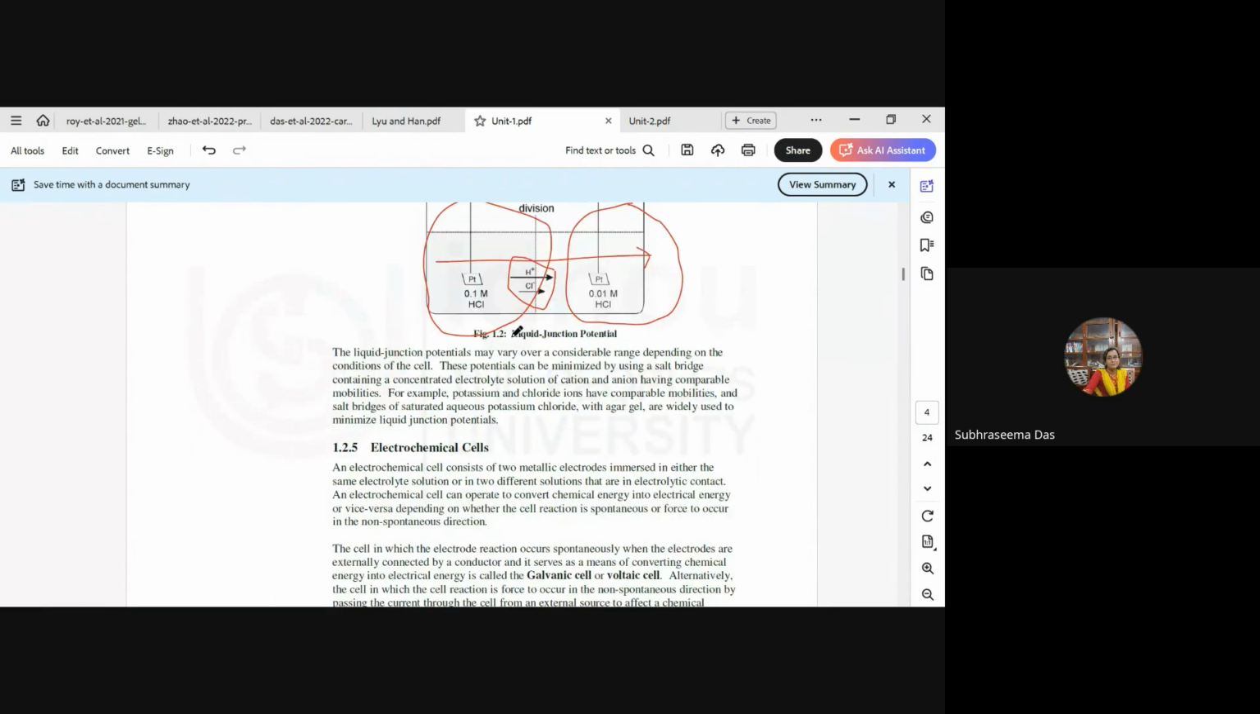The liquid junction potentials may vary over a considerable range depending upon the conditions of the cells. Now these potentials can be minimized by using a salt bridge. To minimize these liquid junction potentials, we use salt bridges. For example, potassium and chloride ions have comparable mobilities. So a salt bridge of aqueous potassium chloride with agar gel is used mostly to minimize liquid junction potential. So this is how a liquid junction potential arises, and by the use of salt bridges we can minimize the liquid junction potentials.